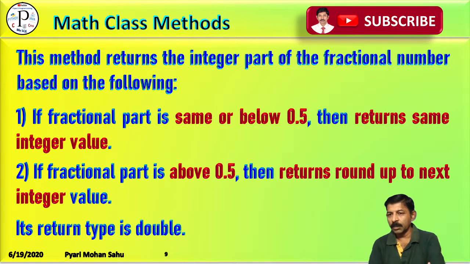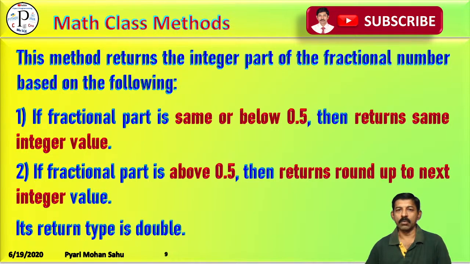Swastik says RINT, but the parenthesis is missing. RINT. INT is wrong. RINT. Yes. RINT, rounded integer. So the method name is rounded integer.